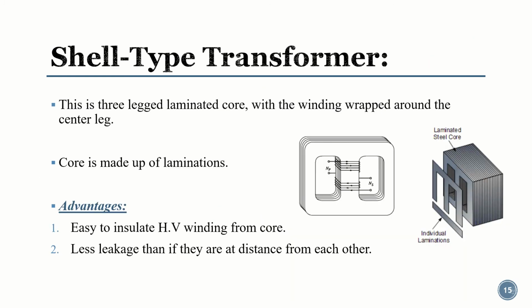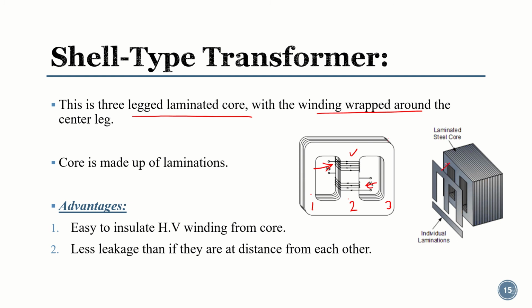The other is shell type. Shell type is basically a three-legged laminated core, with the winding wrapped around the center leg. So basically we have three legs, 1, 2 and 3. Here we have the winding going around the center leg. This is the primary winding and this is the secondary winding, and inside we have the laminated core.